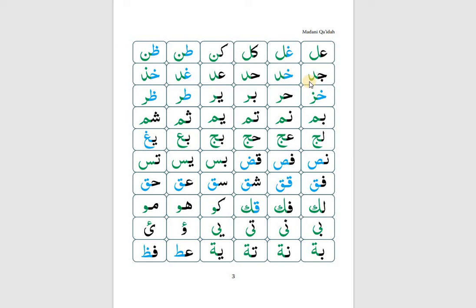Here one thing you have to remember is that the letters with the blue ink are the mustari letters, and the mustari letters are always read with a thicker voice. Okay, so be careful. The letters with the blue ink like ghain, ta, za, kha, ghain, these are mustari letters. So these letters are recited with a thicker voice.